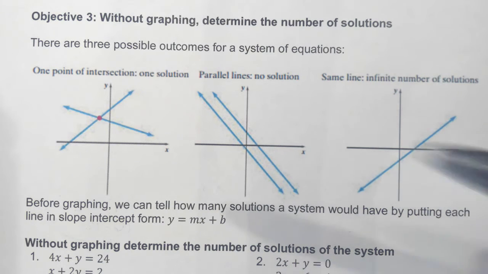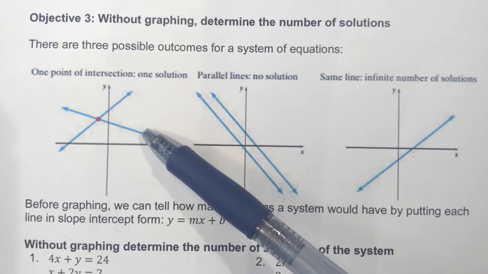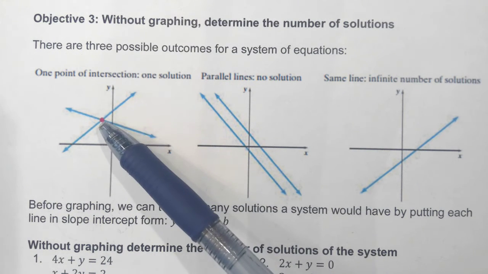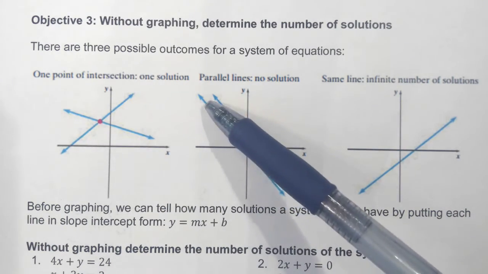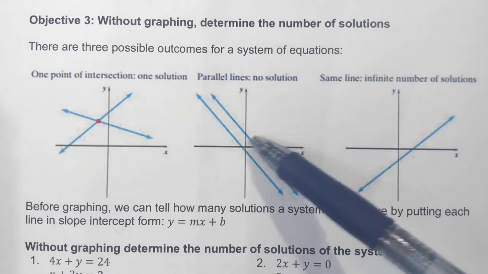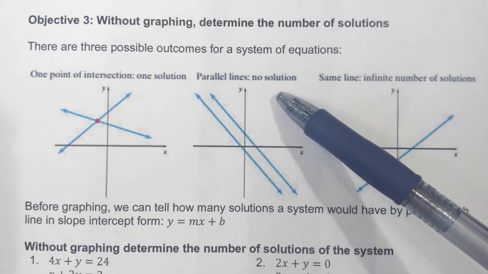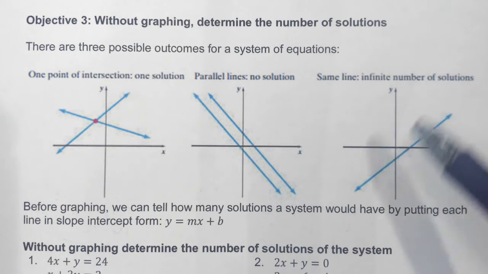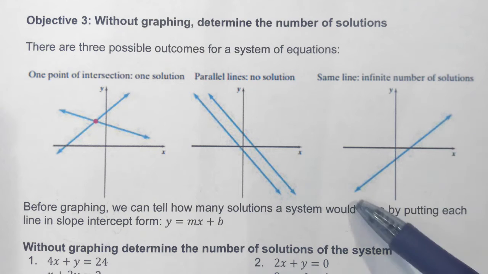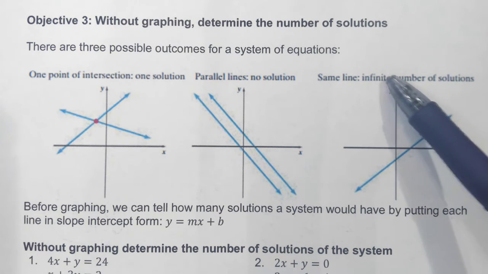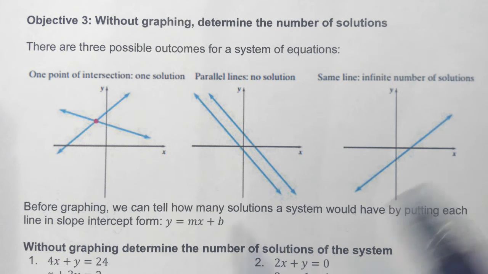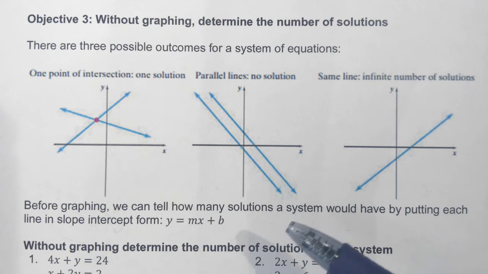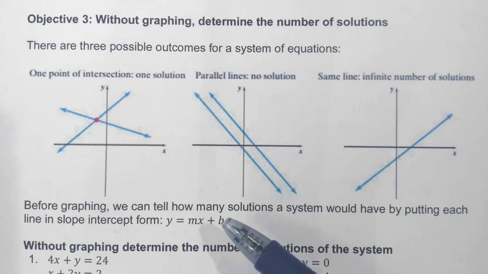When you do graph things, there are 3 possible outcomes. One, you're going to get intersecting lines where they intersect at one point. That is the solution to the system. The second scenario is you'll get parallel lines. That means there's no intersection, so there is no solution. The third scenario is you graph both lines and they're the exact same line, right on top of each other. That's called an infinite number of solutions because you can pick any point on that line and it would work for both of those. So before graphing, we can tell how many solutions a system would have by putting them in slope-intercept form.